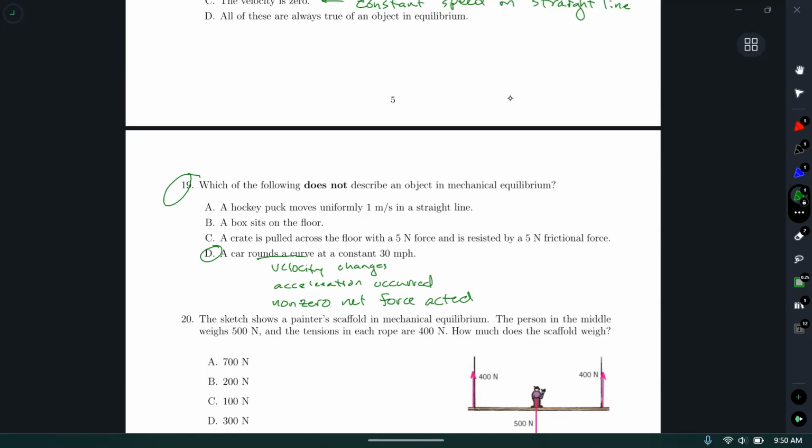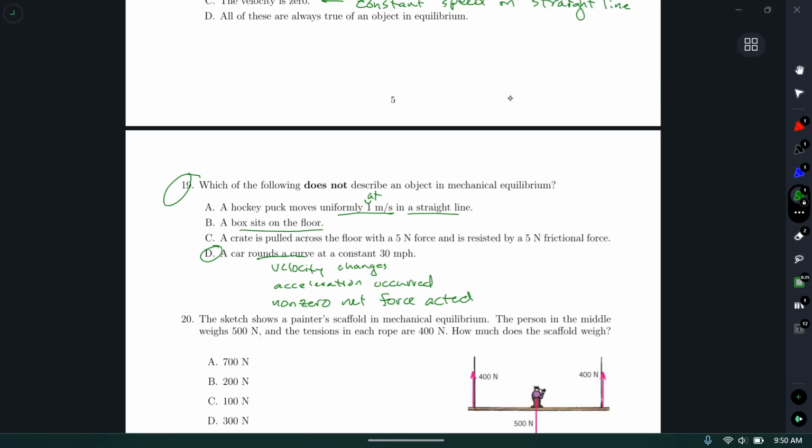And in particular, it would be friction from the road that is acting towards the center of that turn. We'll talk about centripetal force later, but that is an example of a centripetal force. Hockey puck moves uniformly in a straight line. That should probably say at 1 meter per second. In a straight line, that is equilibrium. That's constant velocity, no change in the motion.